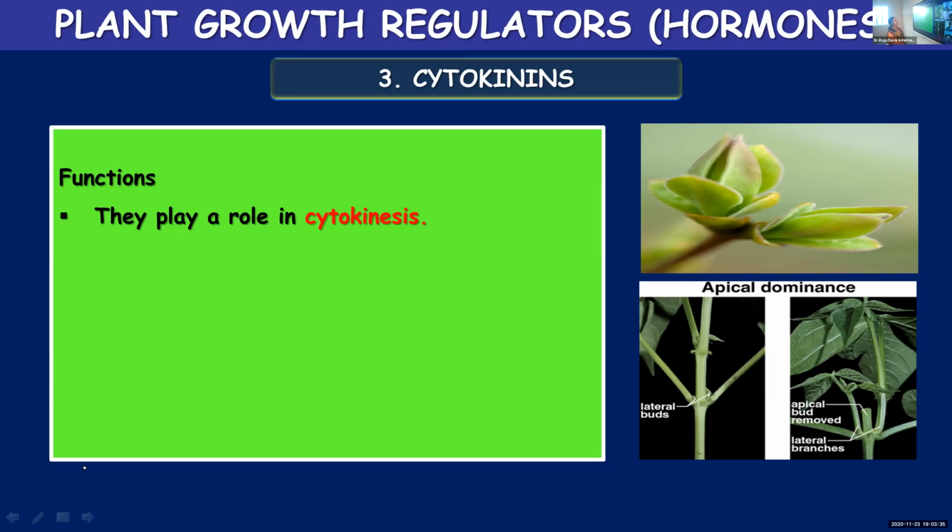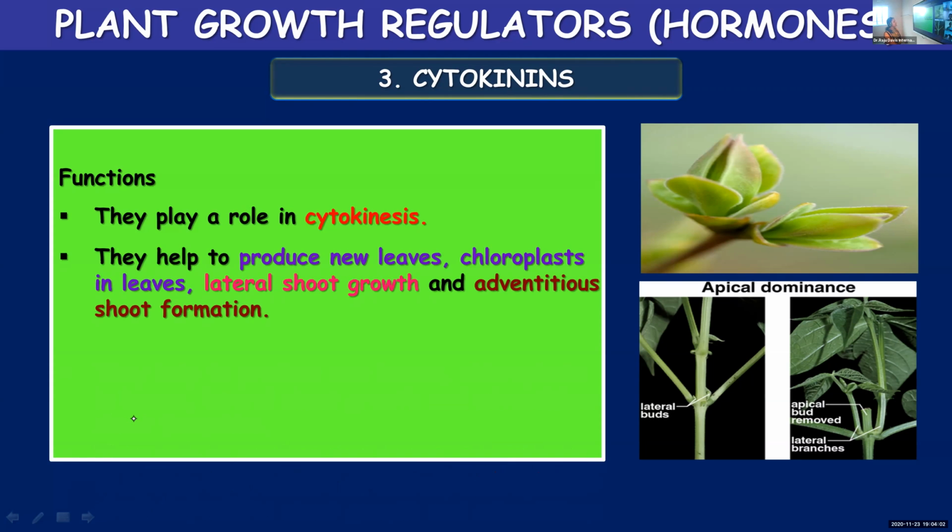They play a role in cytokinesis. Cytokinins play an important role in cytokinesis. What is cytokinesis? Michael, what is cytokinesis? Karyokinesis, cytokinesis. Previous chapter we learned. Cytokinesis is the splitting of the cytoplasm. Very good. So it is a division of the cytoplasm. They play an important role in cytokinesis, whereby the cytoplasm as well as the cell gets divided.